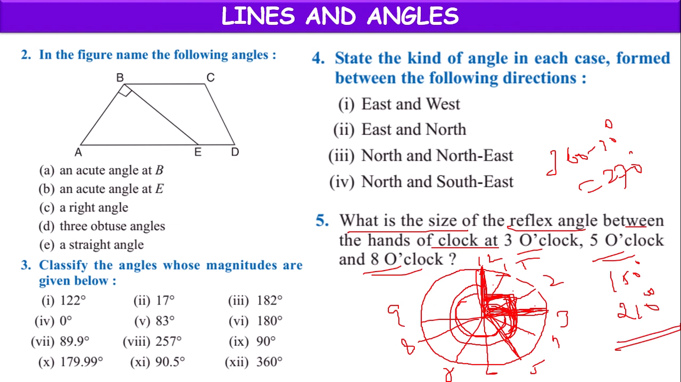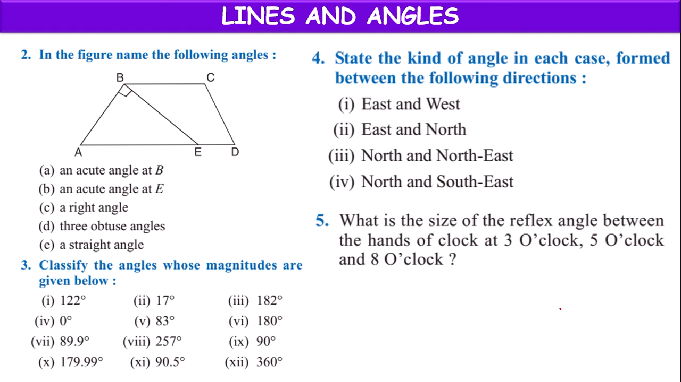So next, between 12 and 8, here 10, here 11 will be there. Between 12 and 8, 1 part, 2 parts, 3 parts, 4 parts, means 120 degrees. So this side angle is 120 degrees. Then the opposite part will be 360 minus 120, which is equal to 240 degrees. So at each particular time, two angles will be formed, out of which one will be the reflex angle.